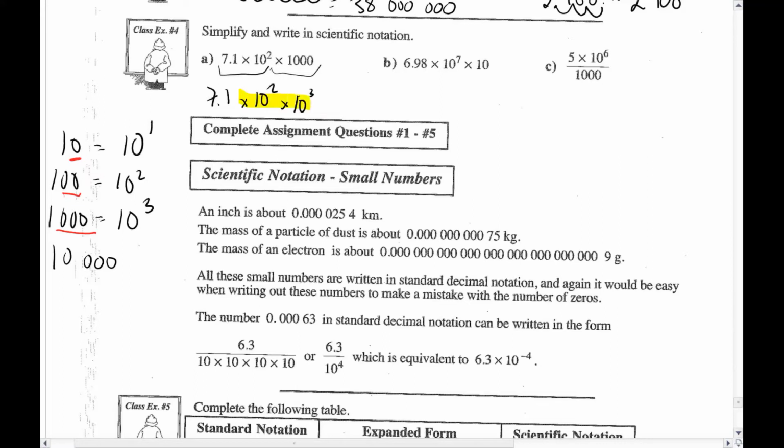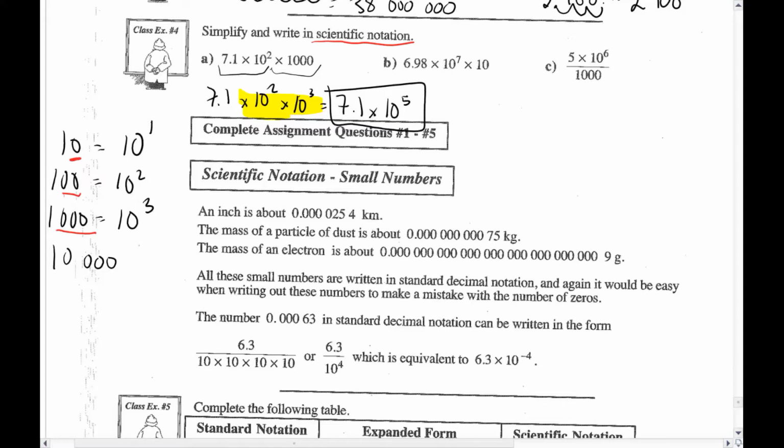We can deal with these two terms together because they're powers with the same base. We multiply powers with the same base, so we add the exponents. So this should be equal to 7.1 multiplied by 10 to the power of 5. And the answer wanted us to keep it in scientific notation, so that is our final answer right there.